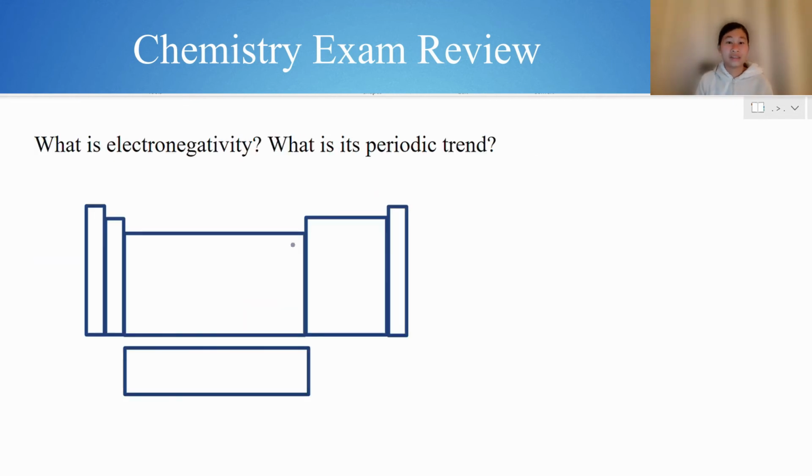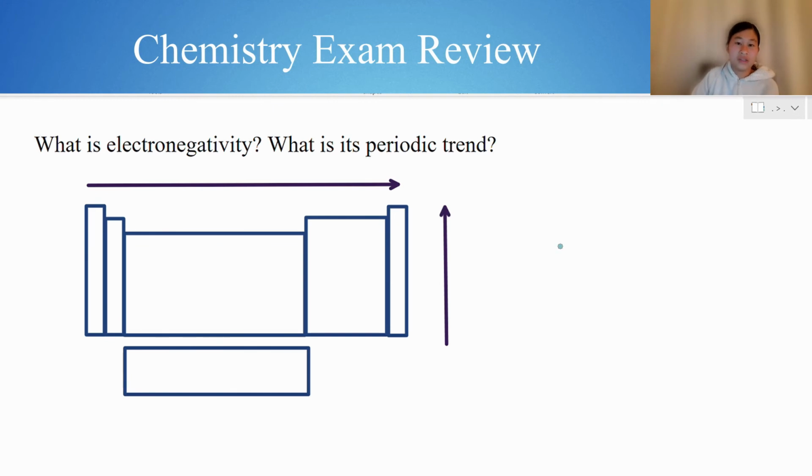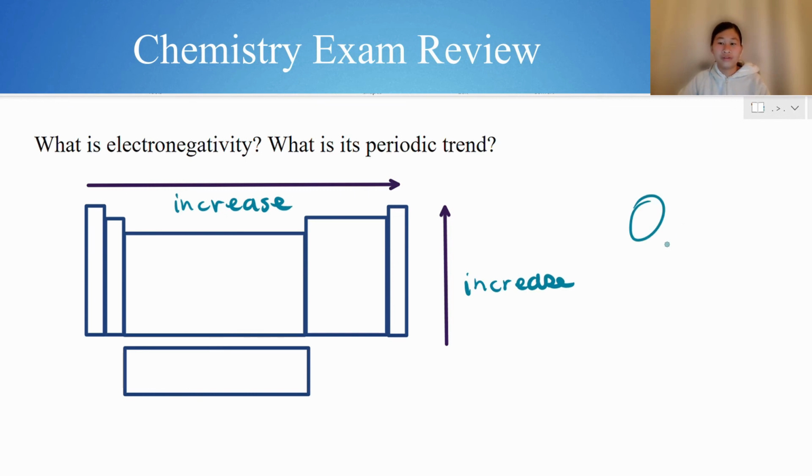What is electronegativity? And what is its periodic trend? So electronegativity is the ability of an atom, of an element basically, to draw electrons toward itself. Okay, so to attract those electrons towards it. And its periodic trend goes something like this. So as you go to the right, okay, and as you go up, the electronegativity values will increase. Right, so it's just that ability of that atom to pull electrons toward itself.